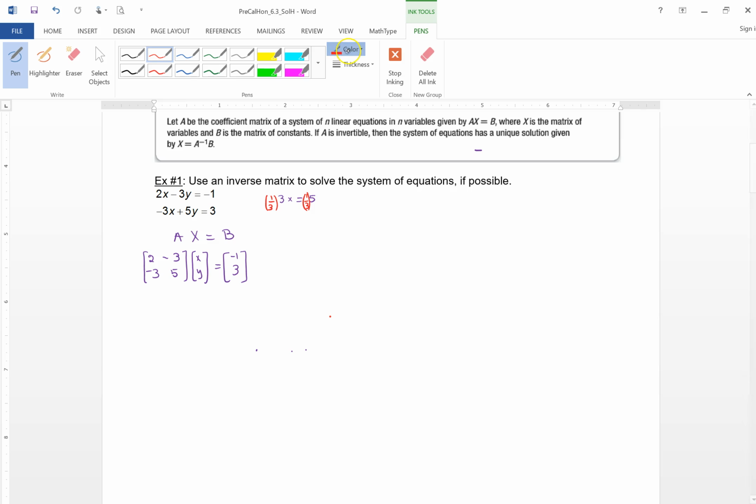Okay? All right, so this is A. Let's find now the determinant of A. Well, that's just 5 times 2 minus -3 times -3. So that's 10 minus 9, 1.